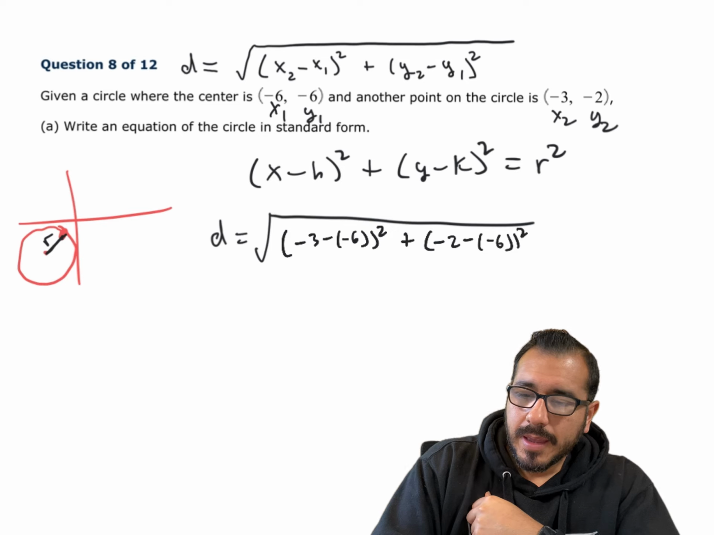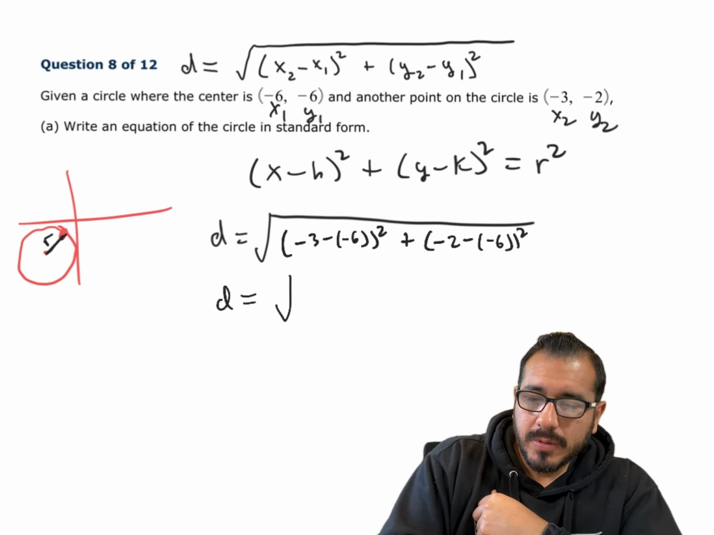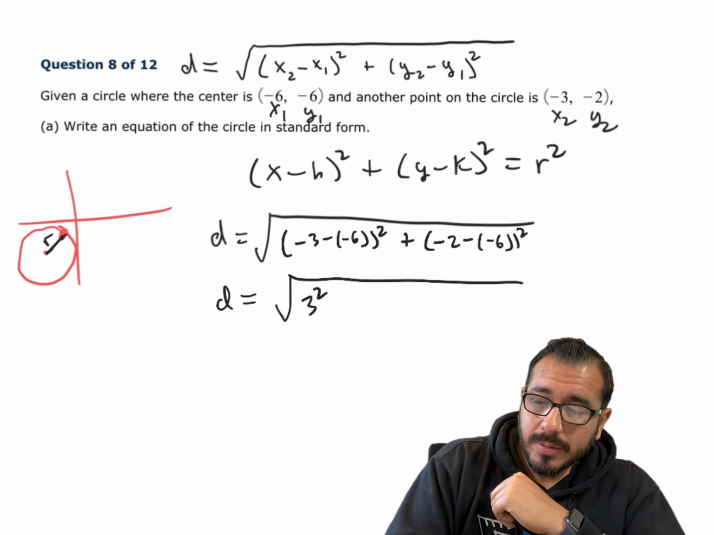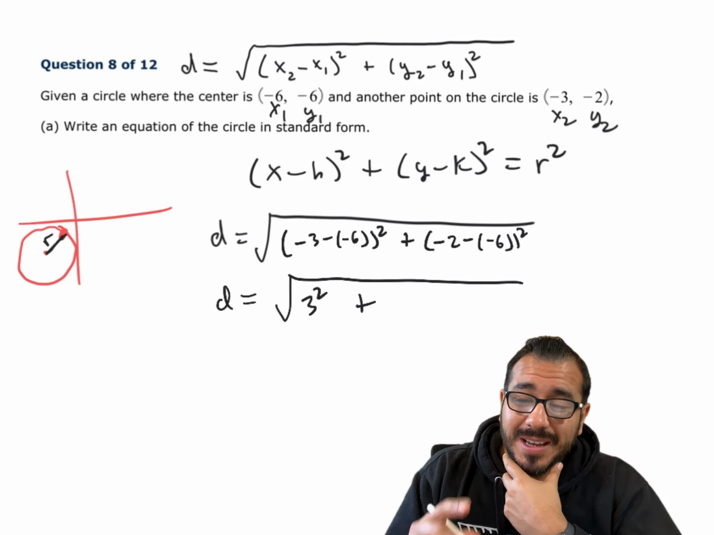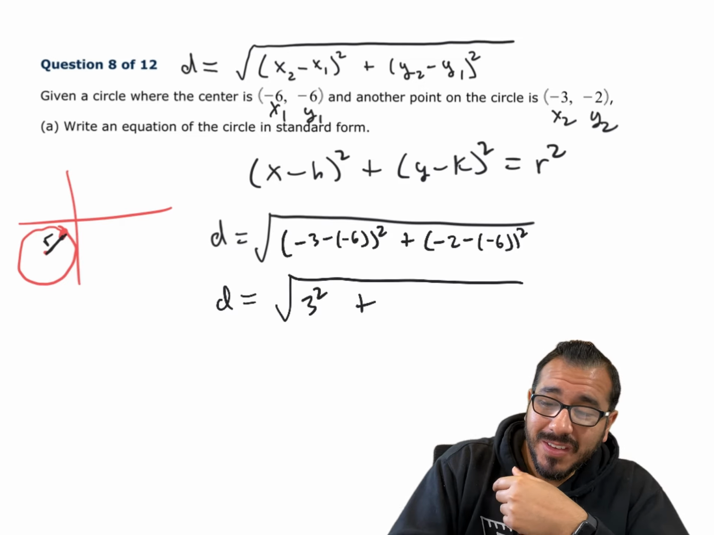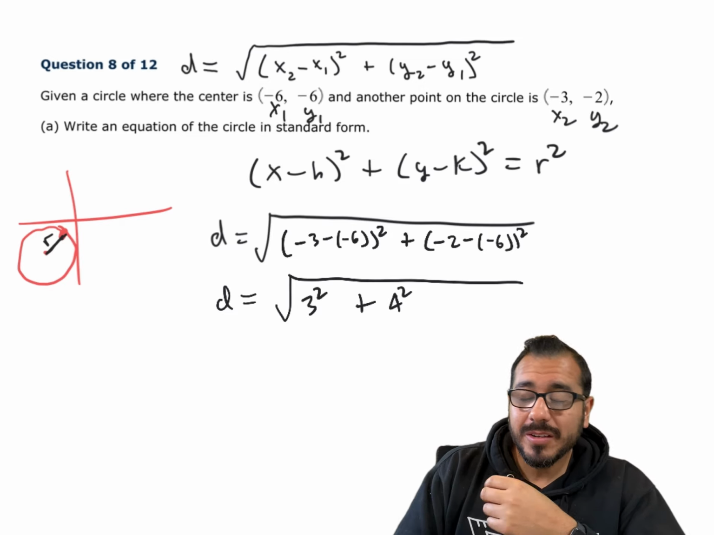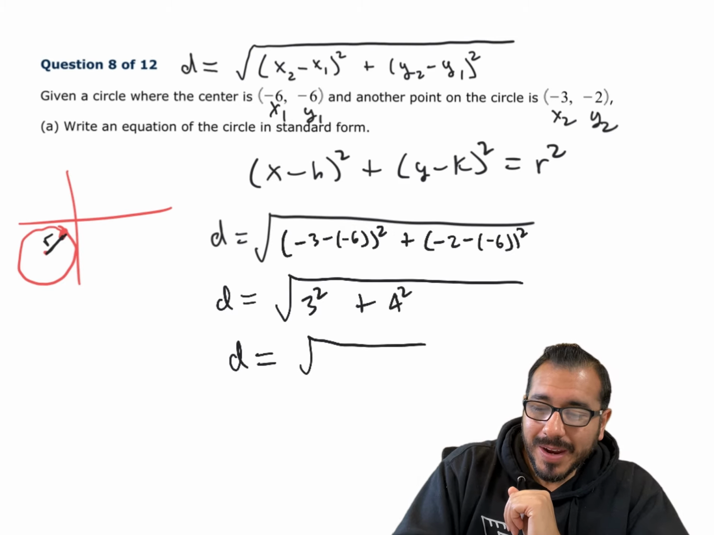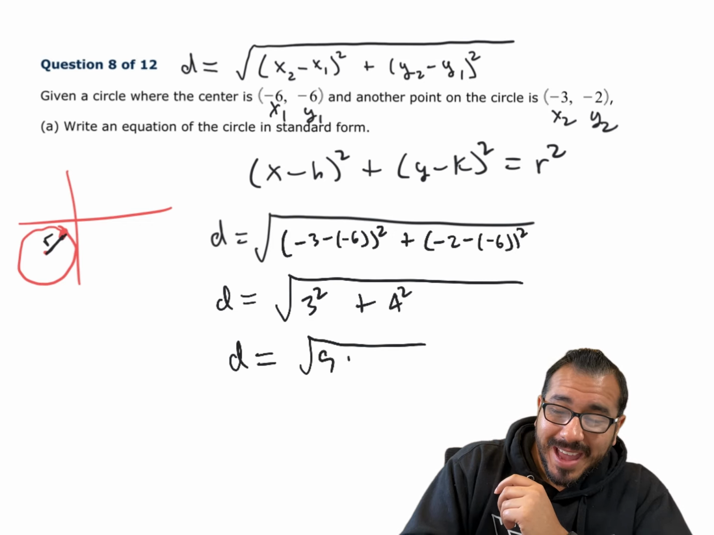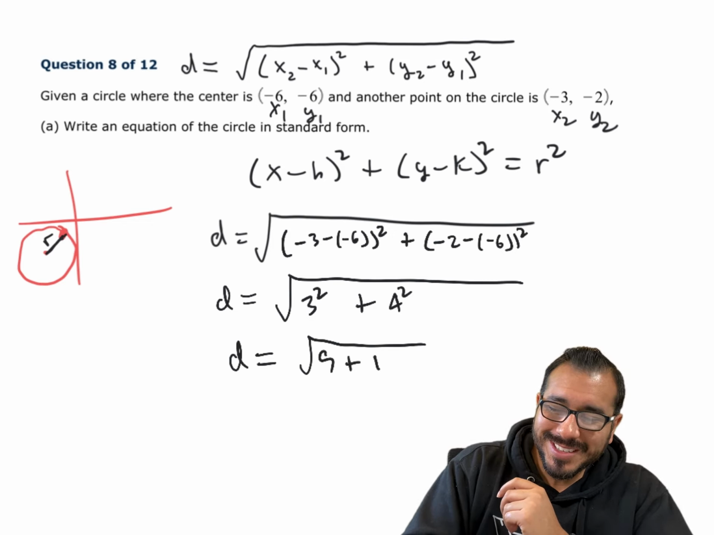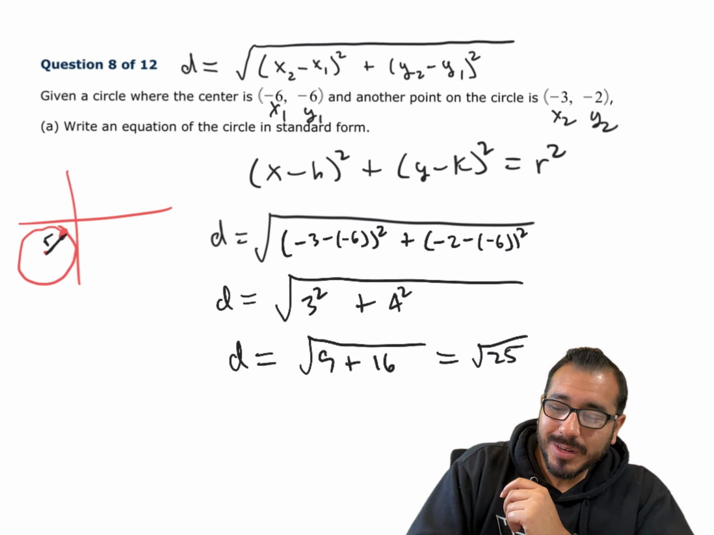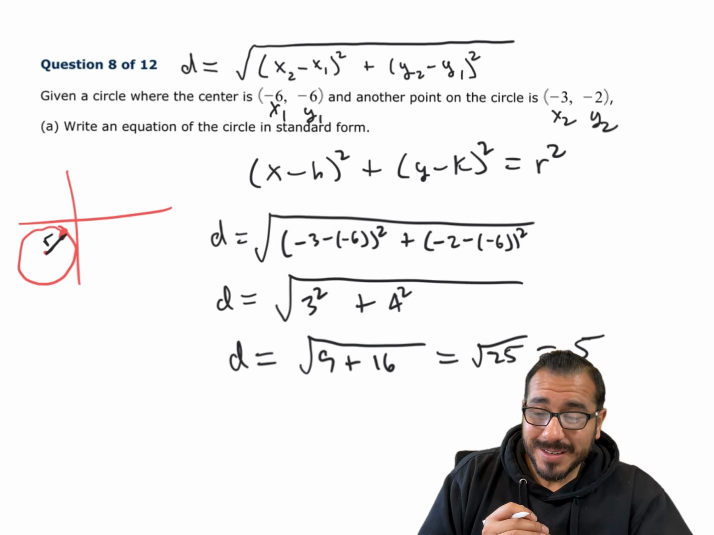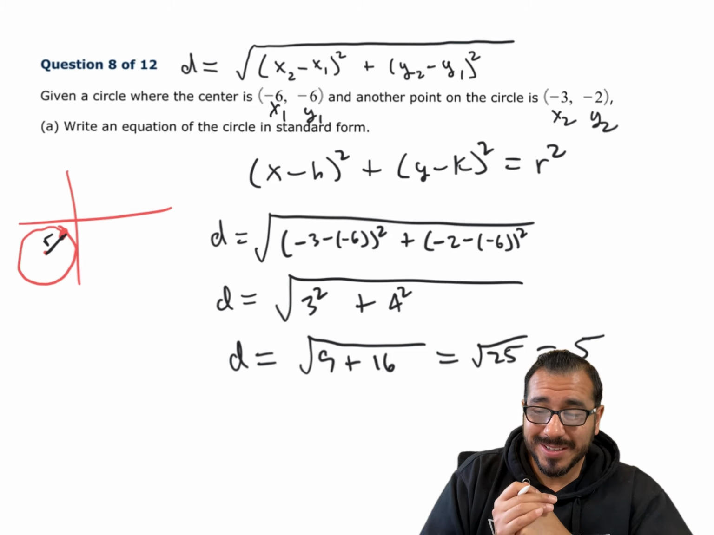All right, and so let's do some math here. So we get the square root. We're going to end up with -3 plus 6, so we get 3 squared plus -2 plus 6, right? Because the negative and the negative. So we end up with 4 squared. So again, be careful with all the signs. It's so easy to make a little mistake. All right, so we got 3 squared, which is 9, and then we got 4 squared, which is 16. Add those up and you got the square root of 25. And thank goodness we have a nice number right there. So our radius, which happens to be the distance between those 2 points, is 5.